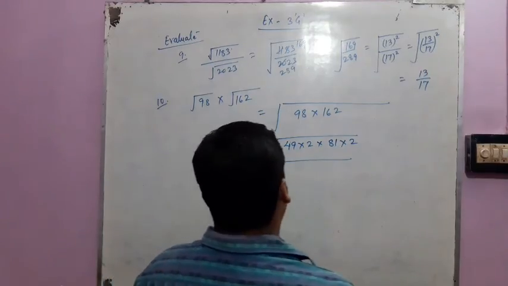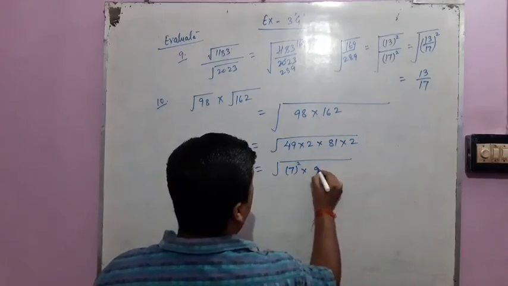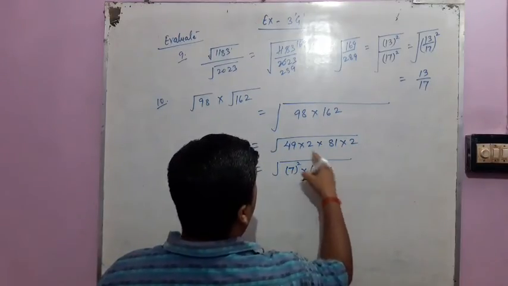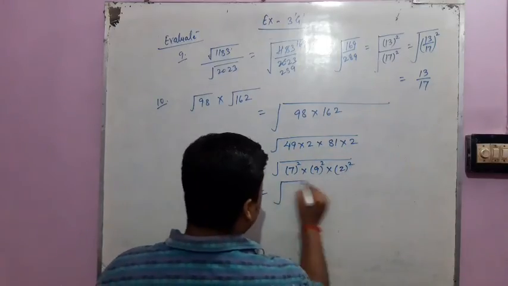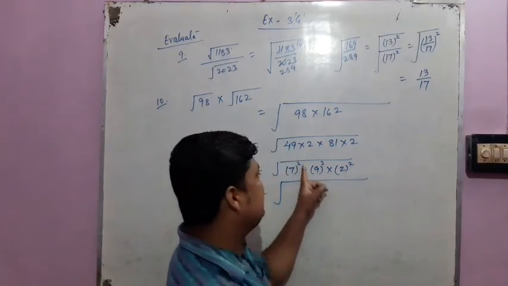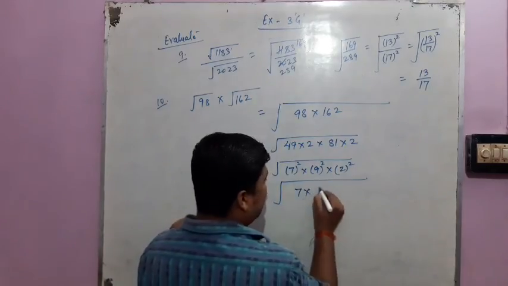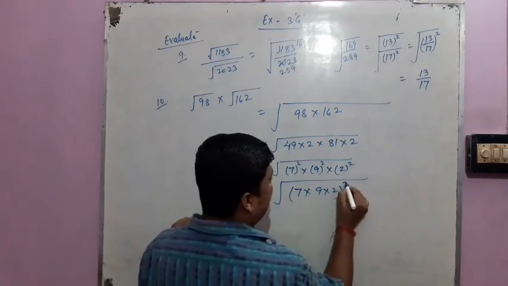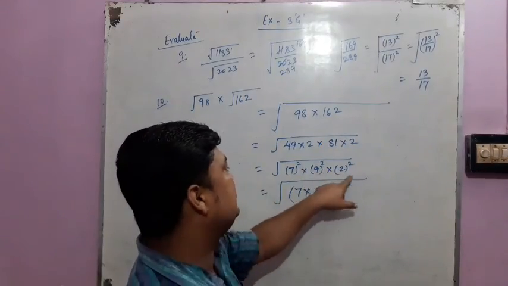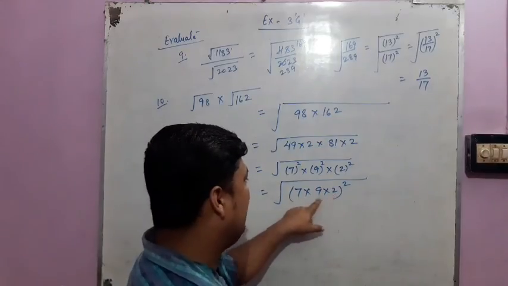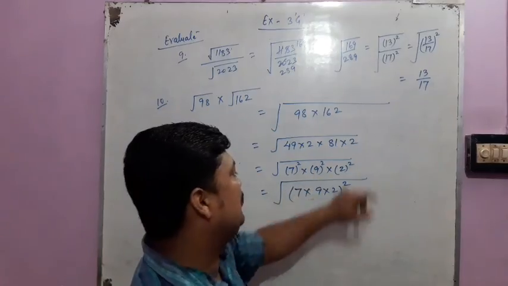Now 49 you can write as square of 7, 81 you can write as the square of 9 and 2 you can also write as the square of 2. Now as you know, if all the numbers have the same exponent and their bases are different, then we write all the numbers in the same bracket in a product and write that exponent here.